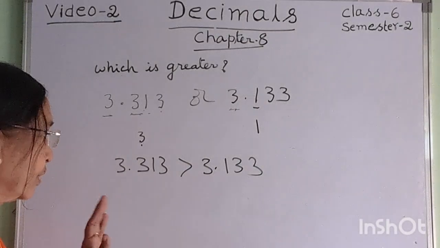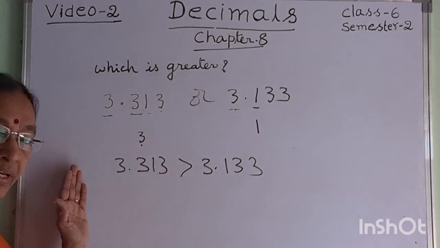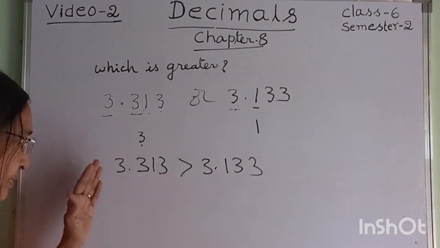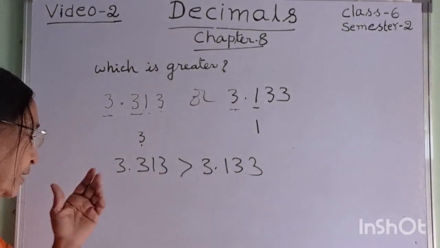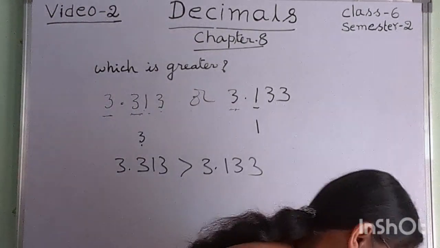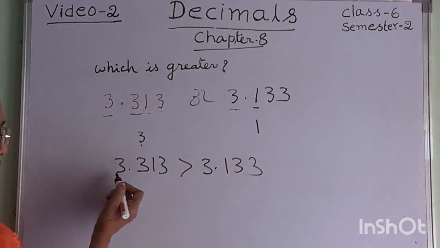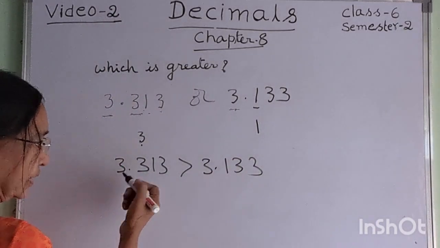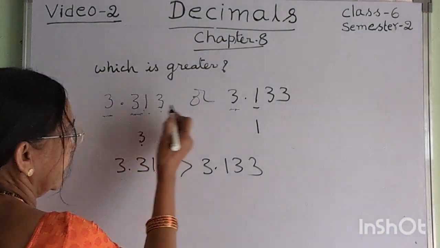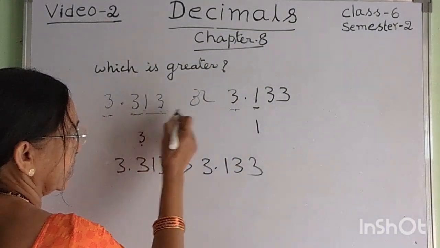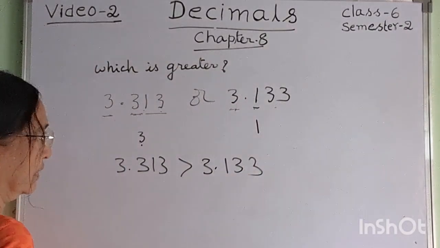So we have to start comparing from the leftmost digit and go on to the others. If the leftmost digits are equal, then only we will go to the next digit. Here 3 is greater than 1, therefore we need not check the other digits.